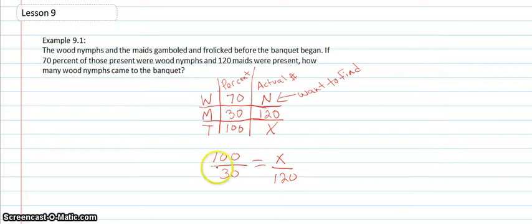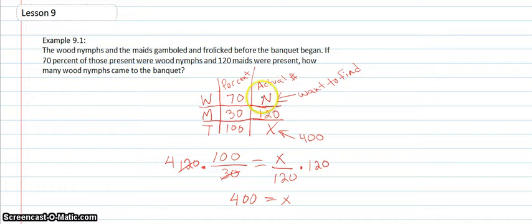So in this format, all I need to do to get x by itself is multiply 120 on both sides of the equal sign. Okay, so here this would just be 4, so x equals 400. So there were 400 total.